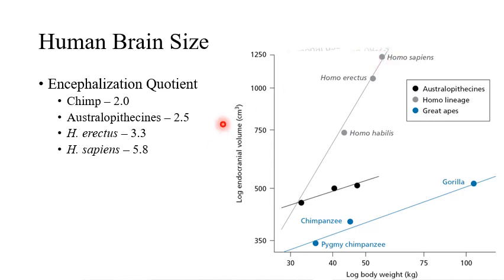So there's this thing called an encephalization quotient. I can't remember the exact formula for it, but it's basically a measure of brain size. It's a way of standardizing it. And you see chimps at about a 2, australopithecines at about a 2.5, and then you get in the Homo group and it's 3.3, and humans are way up here at 5.8. And they've actually found some very, very interesting genes that are likely driving this, and we'll talk about those a little bit later.